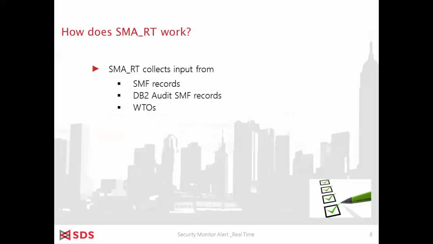So where does SMART get its data from? Primarily from SMF records. I'll be talking a little bit about filtering later on in this presentation. Then we also get information from the DB2 audit SMF records. Those SMF 102s, I'm sure for folks on the call that are familiar with those, that's where we can get some of that information. And also from write to operator messages. This is primarily where we get this information from.